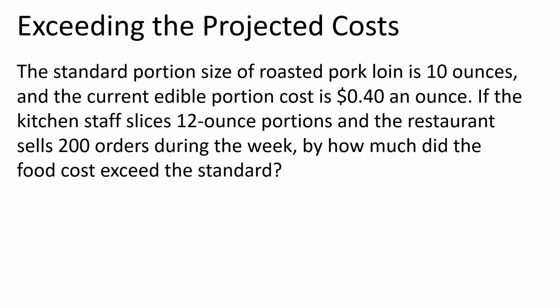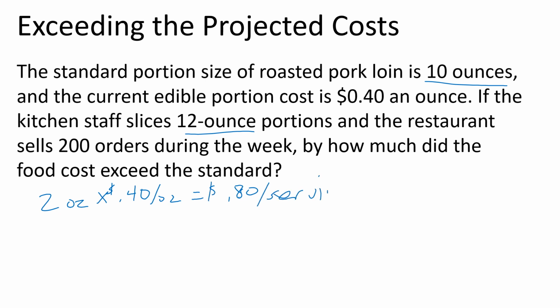Okay, so what we can do is look at our original serving size, which is 10 ounces, but we actually served 12 ounces. So that means we went over by 2 ounces. If each edible portion costs 40 cents an ounce, we take our 2 ounces that we served over times 40 cents per ounce, and essentially we went over by 80 cents per serving each time we sold our pork loin.